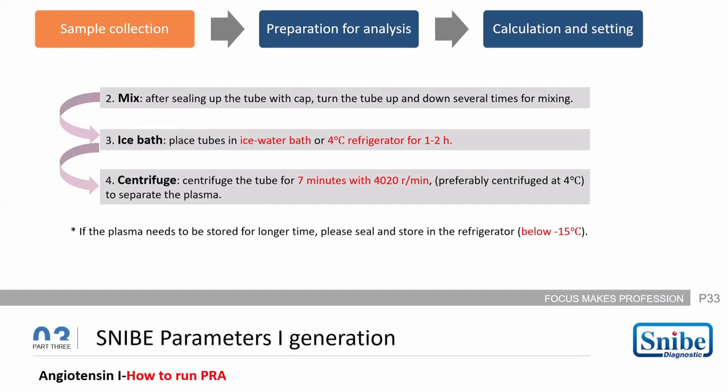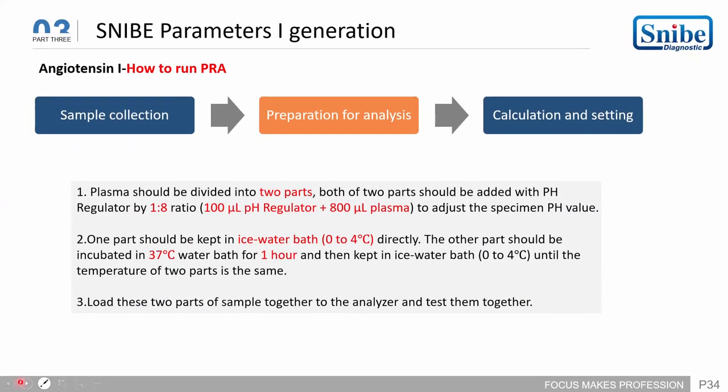So for further steps, the plasma should be divided into two parts. Both parts should be added with the pH regulator at a 1:8 ratio, 100 microliter of pH regulator plus 800 microliter of plasma, to adjust the specimen pH value. One part should be kept in the ice bath at 0 to 4 degrees centigrade directly. The other part should be incubated in a 37-degree water bath for 1 hour and then kept in the ice water bath at 0 to 4 degrees centigrade until the temperature of the two parts is the same.